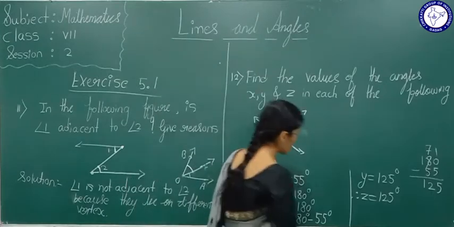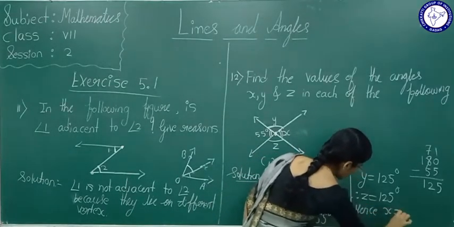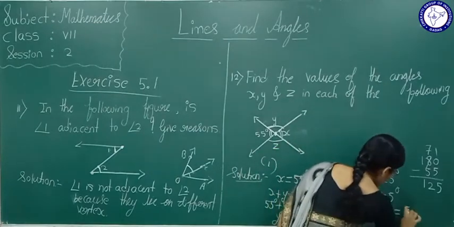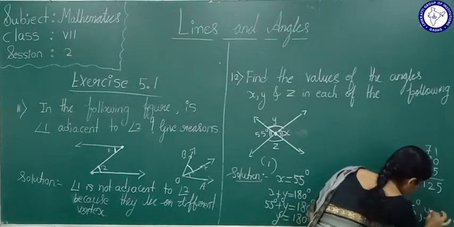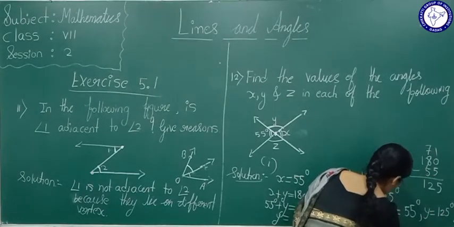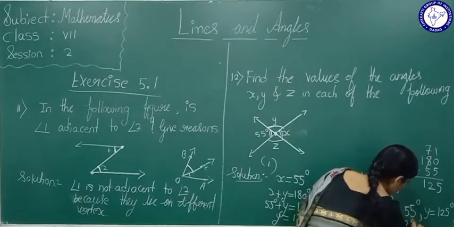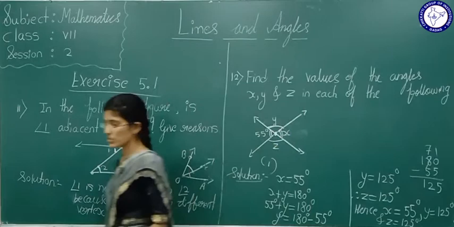So therefore, hence, x is equal to what? x is equal to 55 degrees, y is equal to 125 degrees, and z is equal to 125 degrees. Okay, now we see the next question.